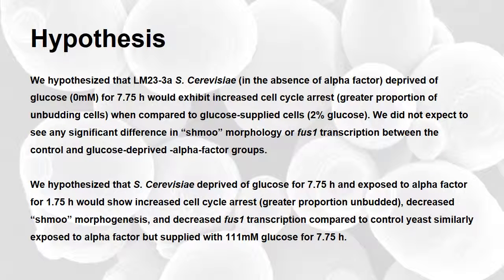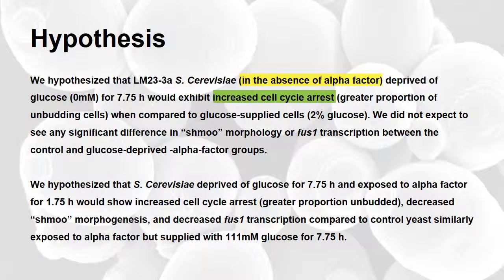We hypothesized that LM23-3A S. cerevisiae, in the absence of alpha factor, deprived of glucose, 0 millimolar, for 7.75 hours would exhibit increased cell cycle arrest, or a greater proportion of unbudded cells, when compared to glucose-supplied cells, 2% glucose. We did not expect to see any significant difference in schmoo morphology or fuse-1 transcription between the control and glucose-deprived alpha factor groups. We also hypothesized that S.